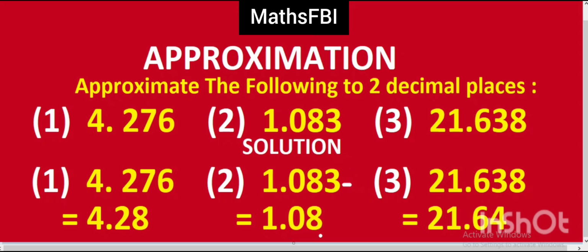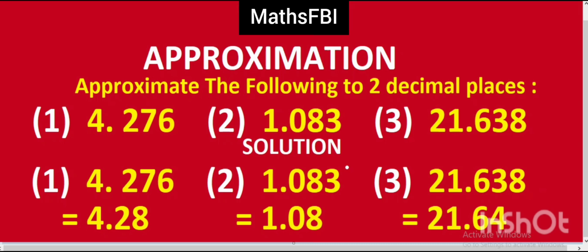Now let's go to question number 3. 21.638. So this is the determining factor. It is greater than 5, so we round it up to 1. Okay, and then add it to 3. 1 plus 3 is 4. That's why here we got 21.64. Okay, very straightforward and simple. Just understand the principle and you're sure to get the answer correctly.